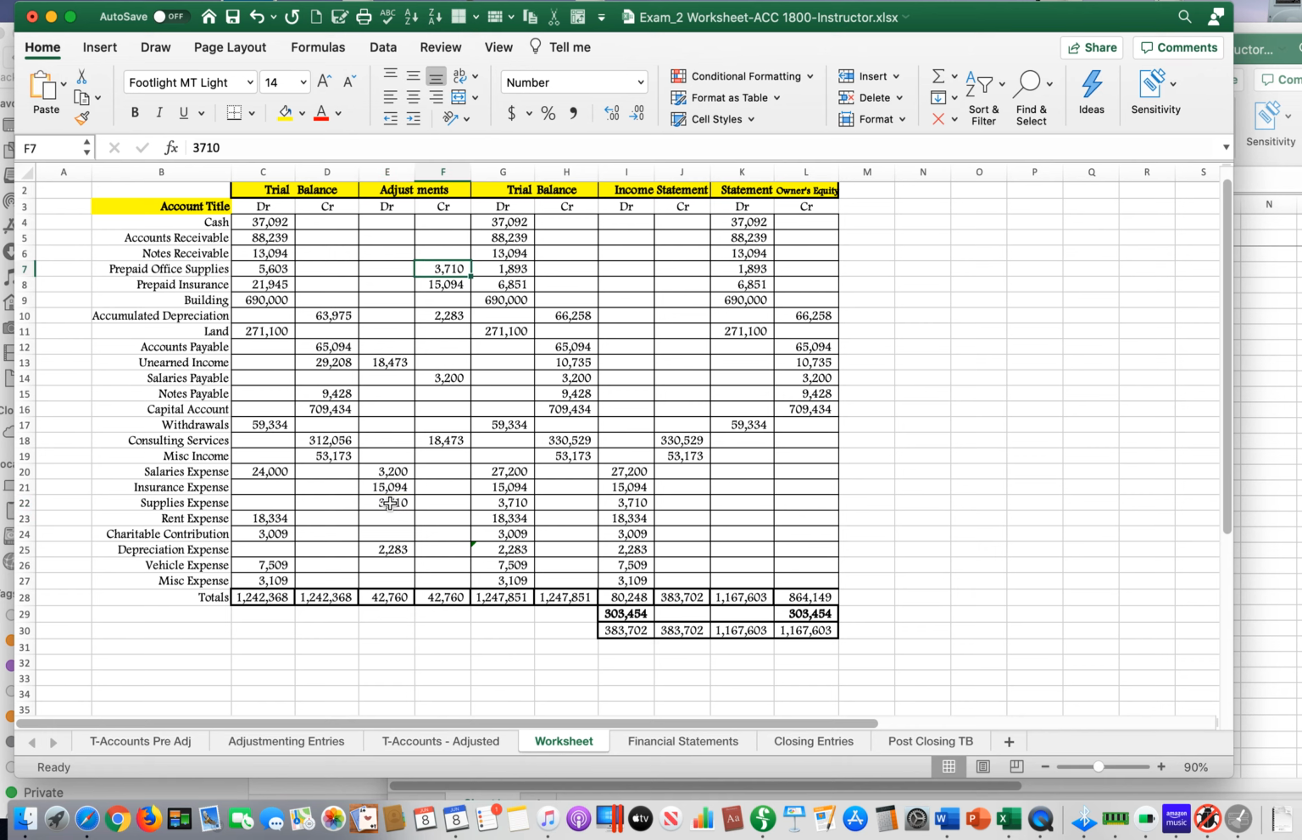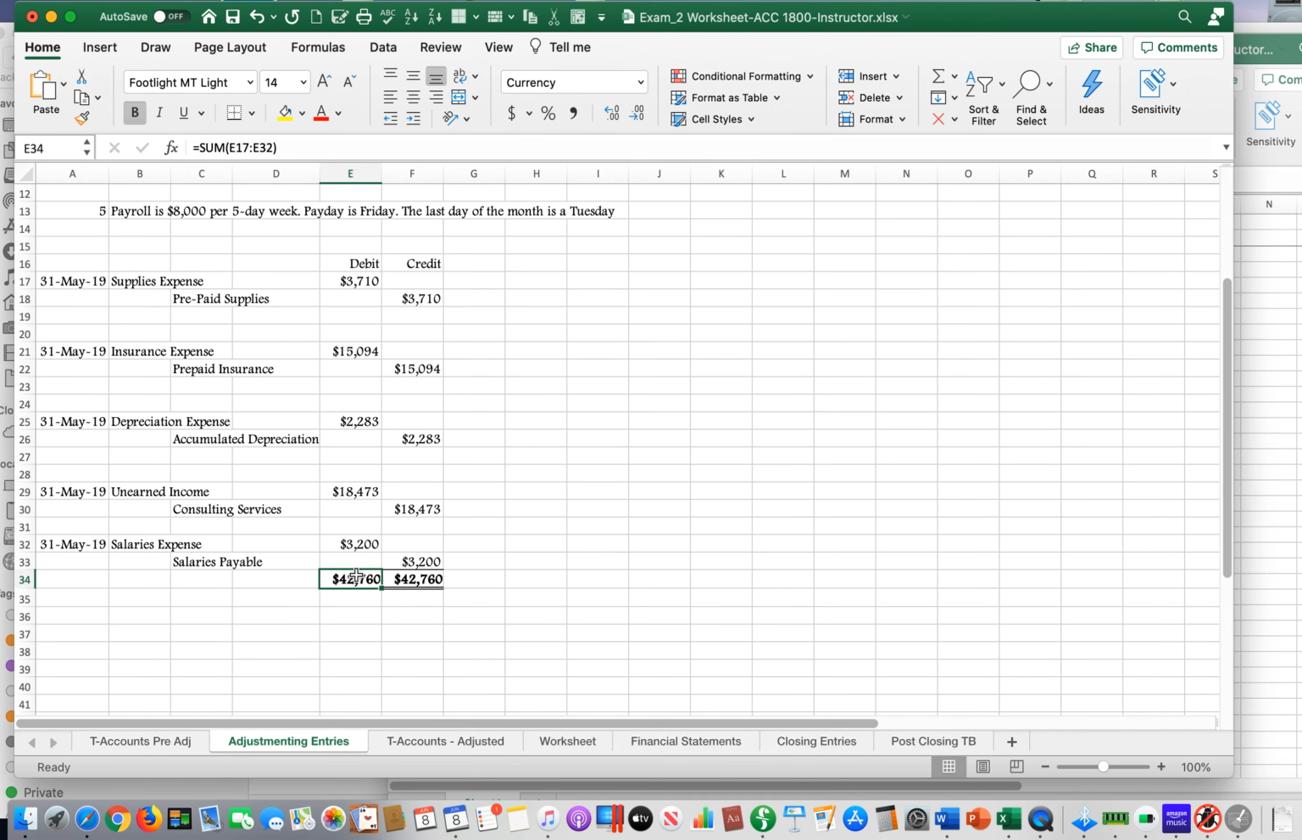See, there was a debit on the T account. It was a debit in the journal entry. It said debit here, supplies expense. It was a credit, prepaid supplies. We credited here. In other words, we simply copy the journal entries. We copy the journal entries. And look at that total. $42,760 here.